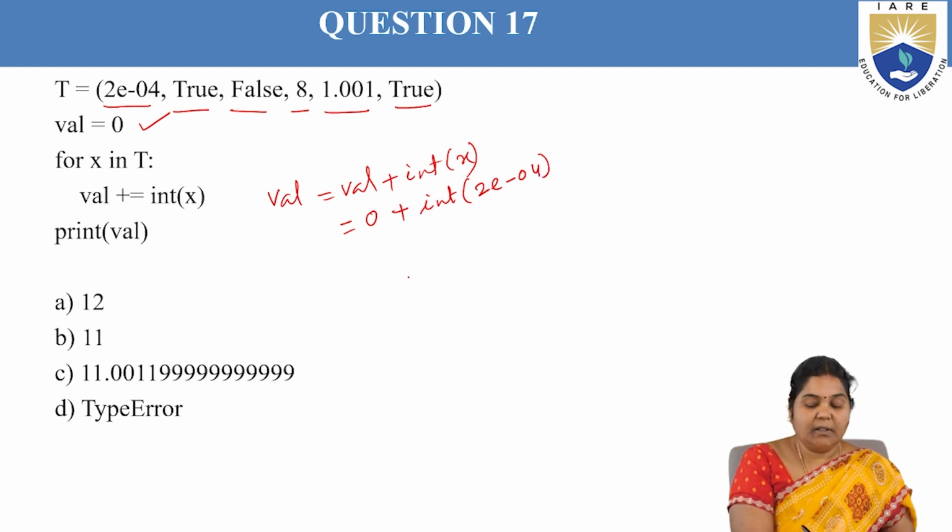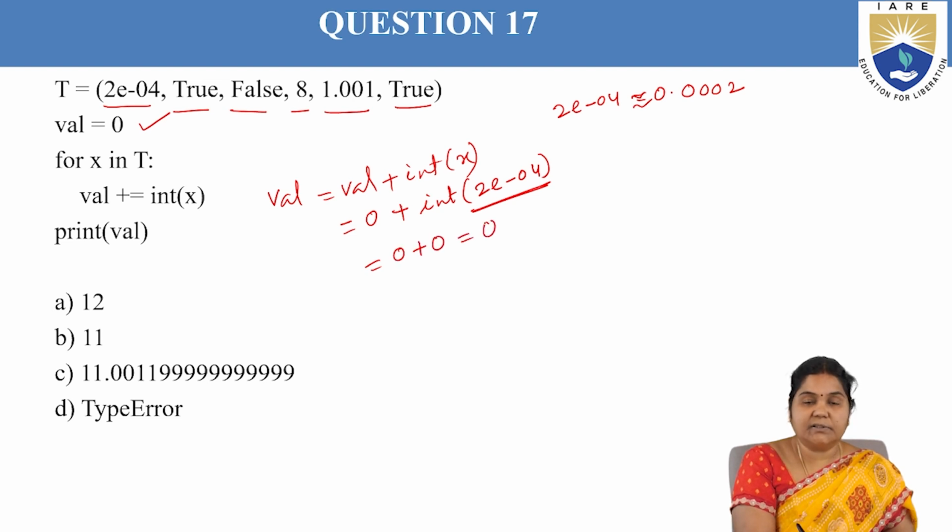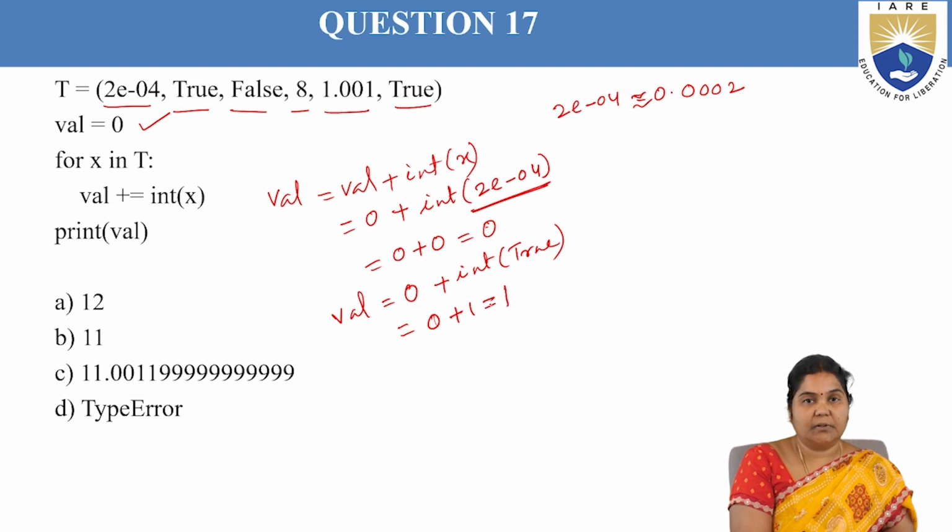So this particular small value, you know that 2e to the power of minus 4 is nothing but 0.0002, which is a very small value. So if you convert this into integer, you will get 0. Now, in the next iteration, value is updated to 0 plus integer of true. True is a boolean value, so it is 1. So 0 plus 1 becomes 1.